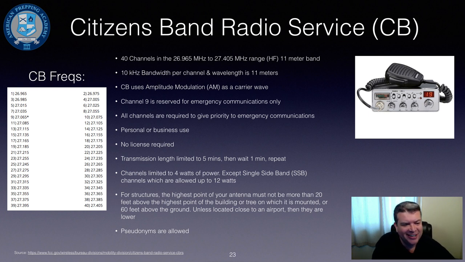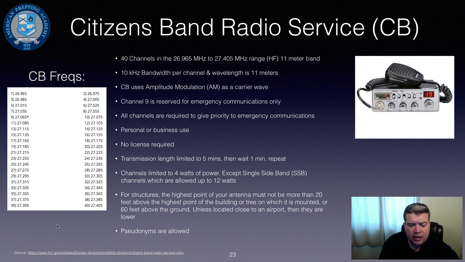Okay, Citizens Band Radio Service, the old CB, breaker. All right, so let's see. We've got 40 channels here in the CB band, 26.965 megahertz to 27.405 megahertz range. This is in the high frequency and 11 meter band. It's got 10 kilohertz bandwidth per channel, and the wavelength, like I said, is 11 meters.